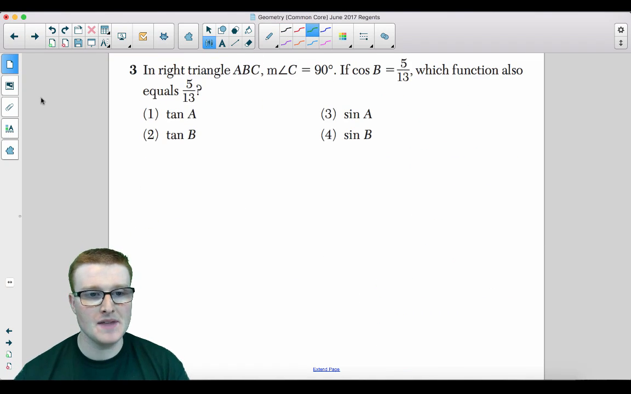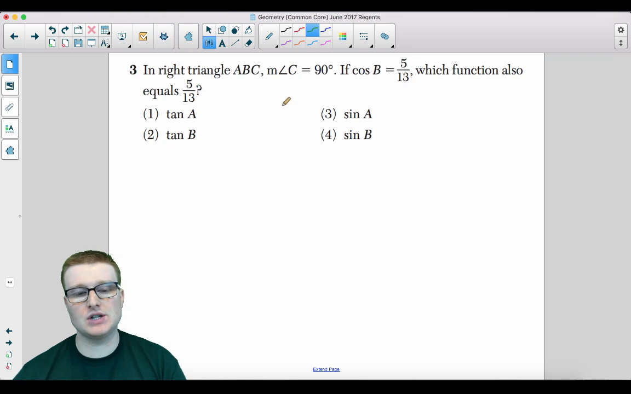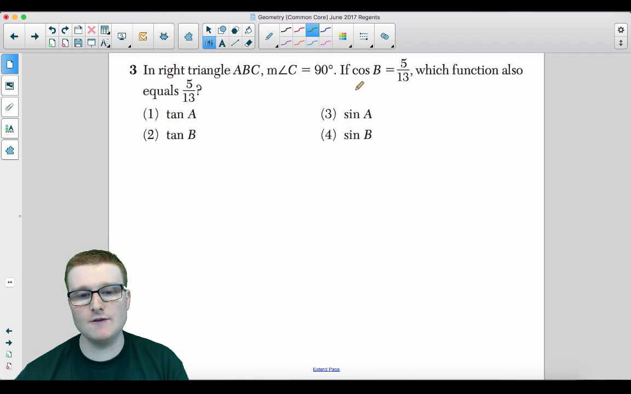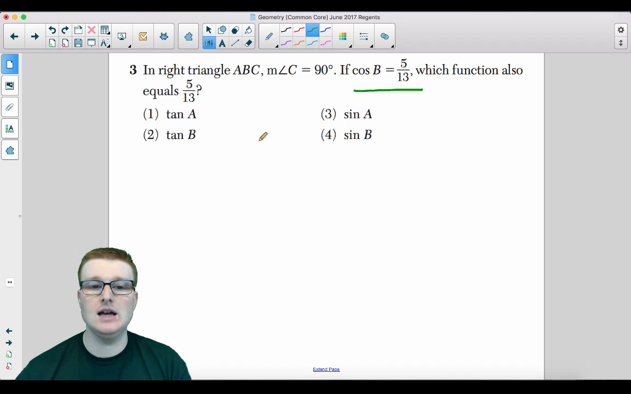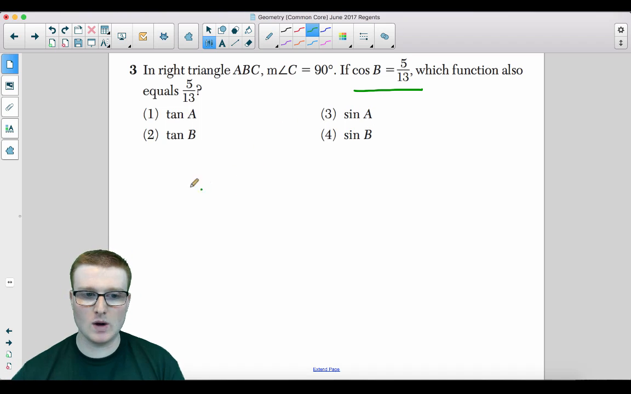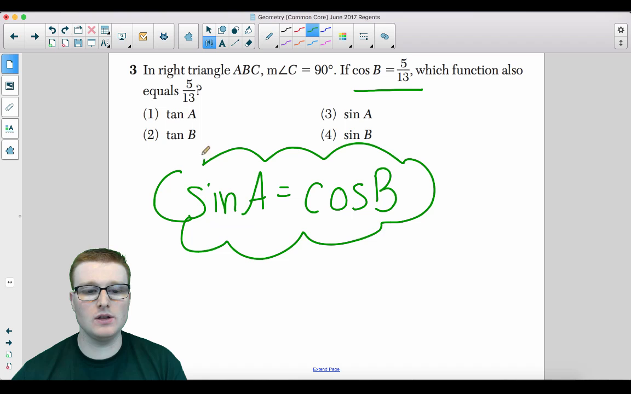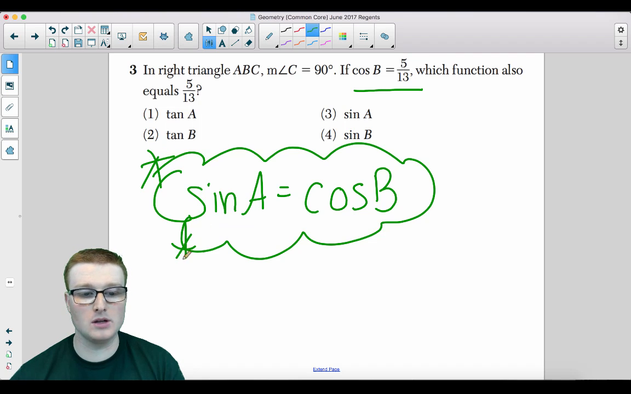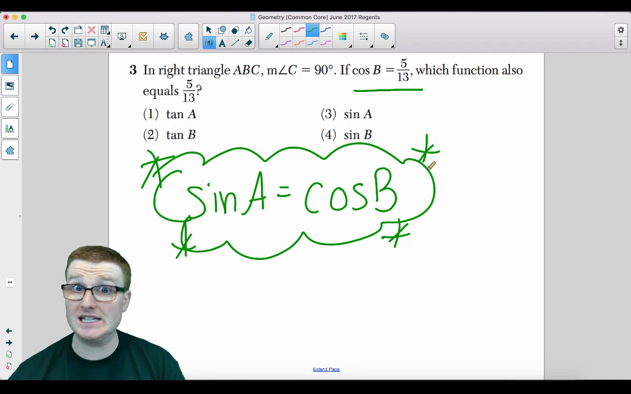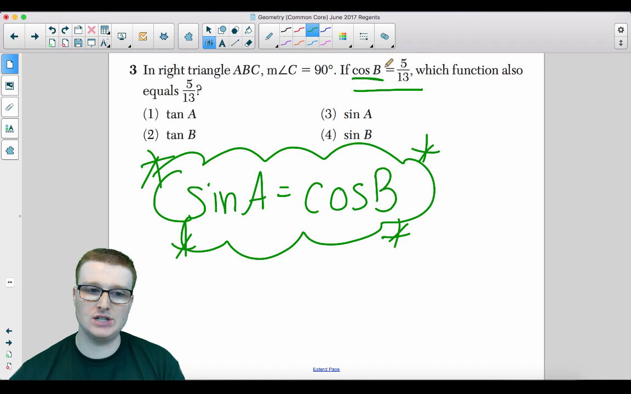Okay, moving on to number 3. In right triangle ABC, the measure of angle C is 90 degrees. If the cosine of B is 5/13, which function also equals 5/13? Ladies and gentlemen, this is a very simple question if you know your facts. The sine of A is equal to the cosine of B. Make sure that you know it. This is an important formula for the geometry regents because it is on every single test. So make sure you know it. So if the cosine of B is 5/13, sine of A is also 5/13. Pretty simple. That's going to be choice 3.